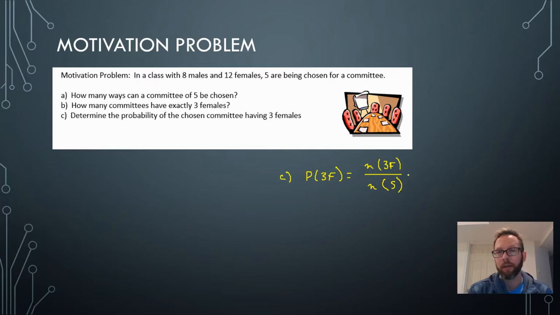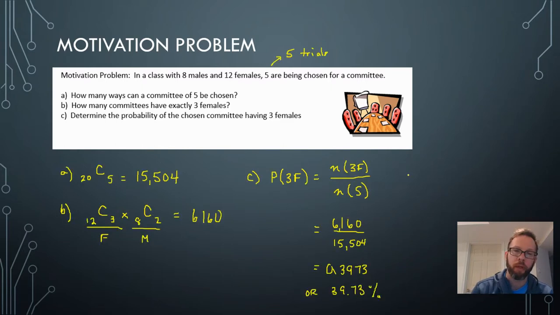So let's proceed. I have this question done on my next slide already. The number of committees that can be chosen: there's 20 people, we are selecting a committee of 5, order does not matter. That's just 20 choose 5, which is 15,504.